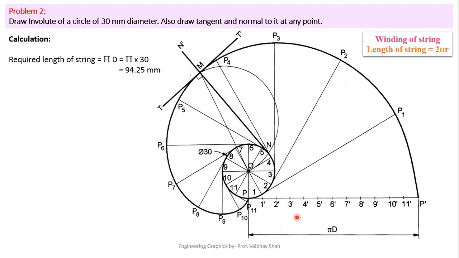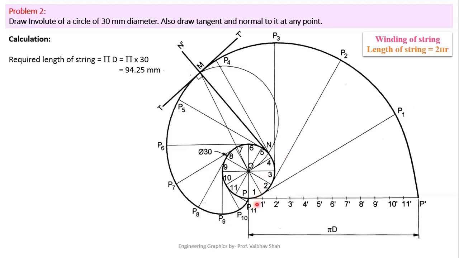So now we'll be using our rounder. Put your rounder at point number 1 dash. Take radius equal to 1 dash till P dash. After that, put your rounder at point number 1 on this circle and try to cut this line. You will have this point as your P1 point.